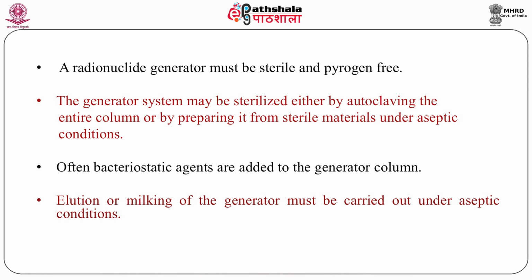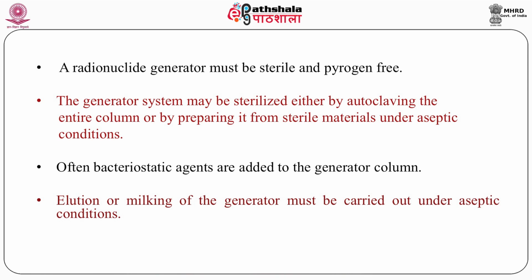So there are different kinds of QA tests performed on the technetium, the pertechnetate which is coming out, and then when it is labeled with a pharmaceutical compound to make a radiopharmaceutical, again some kind of QA test is done. The generator system may be sterilized either by autoclaving the entire column or by preparing it from sterile material under aseptic conditions. Often bacteriostatic agents are added to the generator's column. Elution or milking of the generator must be carried out under aseptic conditions.